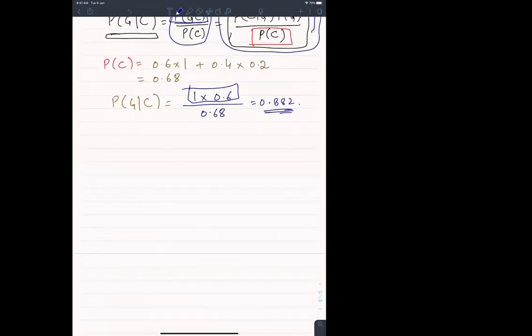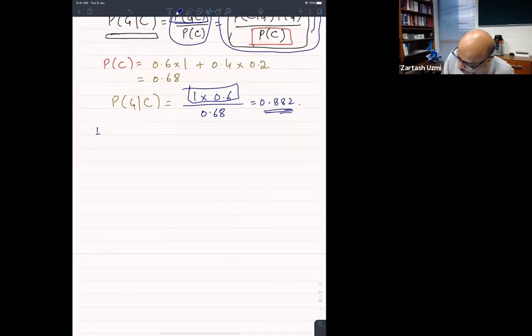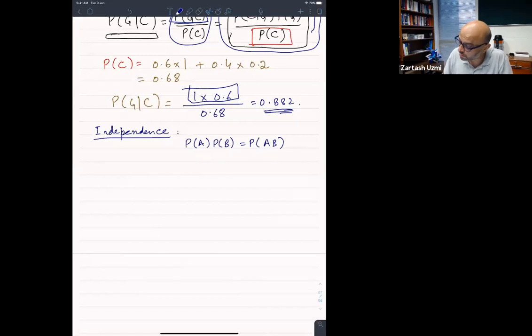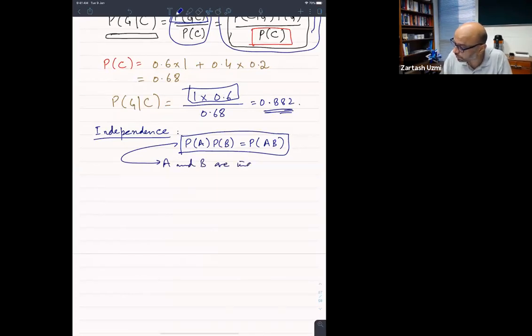Now I'm gonna move on to some more examples of independence. We have talked about Bayes rule, partitions, conditional probability, a little bit more about independence. We defined independence as two events A and B are independent if probability of A and probability of B multiplied together is equal to probability of A and B occurring together. We said that this means that A and B are independent. One does not impact the other.